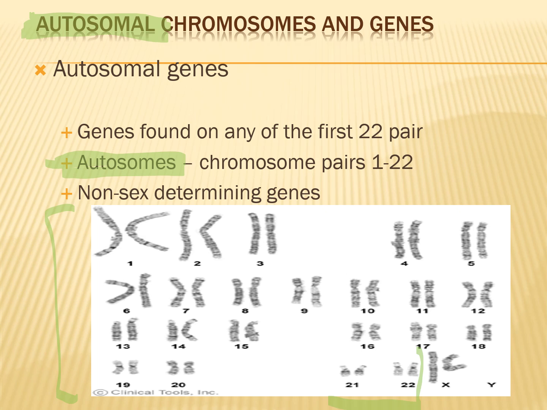The last pair, the 23rd pair, are your sex chromosomes, and those are different, and we're going to talk about them separately. But at the beginning of genetics, we're going to talk about autosomal genes that are on chromosomes 1 to 22.